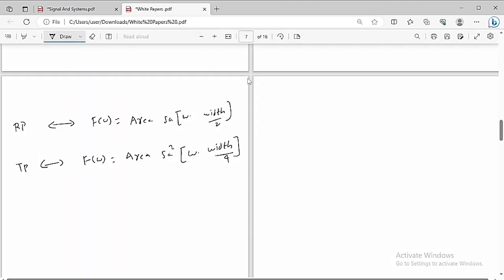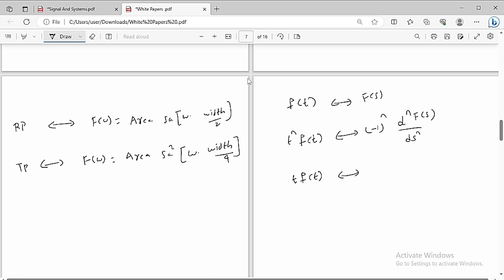I already told you, for f of t, if the Laplace transform is F of s, then t to the power of n into f of t has the Laplace transform minus 1 to the power of n into the nth derivative of F of s with respect to s. Suppose I take t into f of t. Then I can write minus 1 to the power of 1, which is minus 1, into d by ds of F of s.